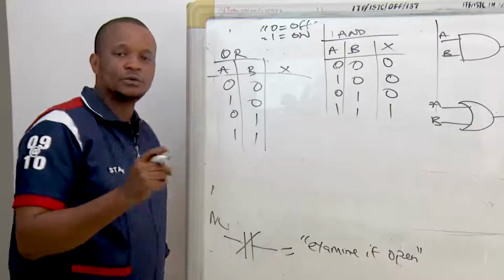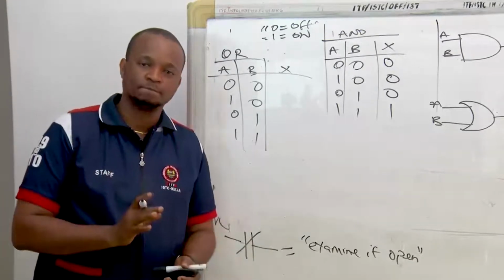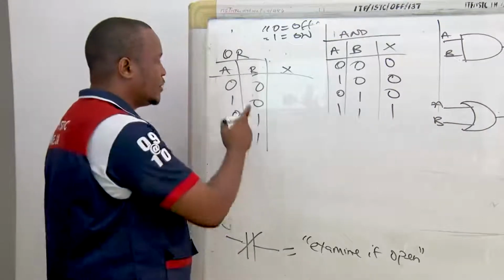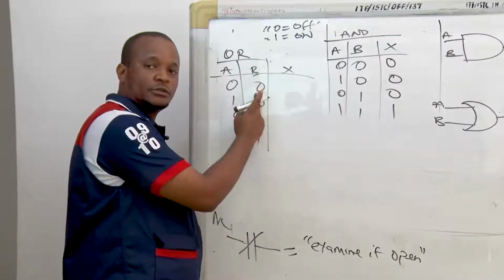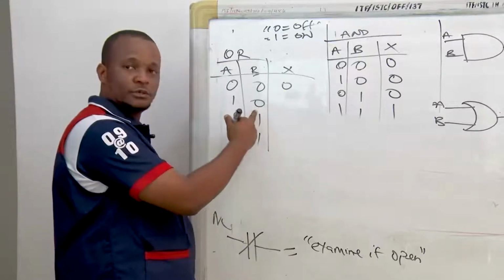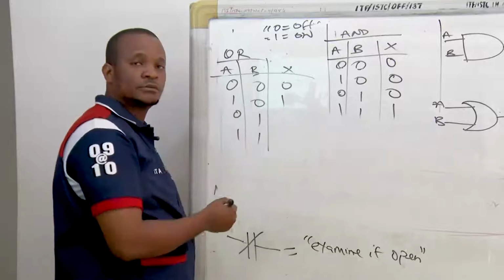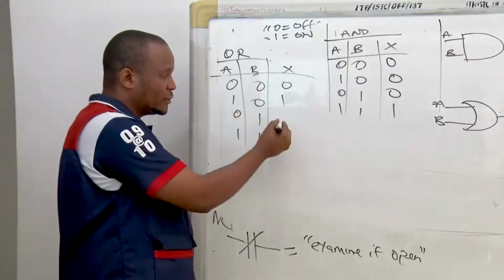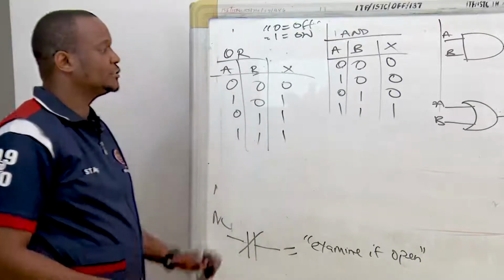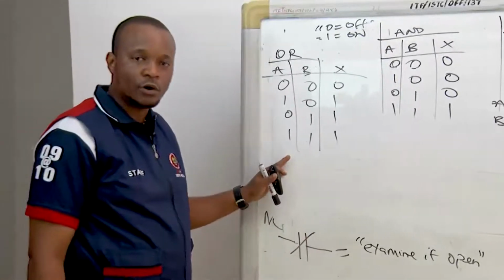The OR can look like the addition in mathematics. It looks like an addition. So when we have 0 or 0, we have 0. 1 or 0, we have what? 1. 0 or 1, we have what? 1. 1 or 1 is the same thing as 1. So can you see the truth table for the OR function?